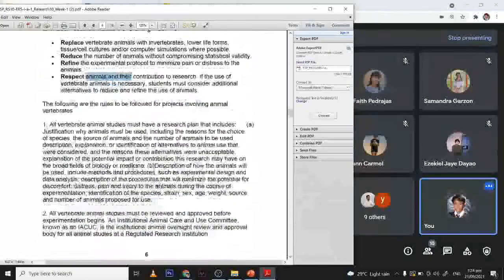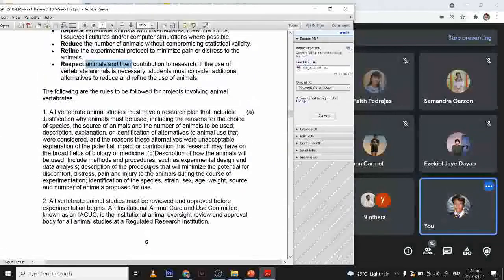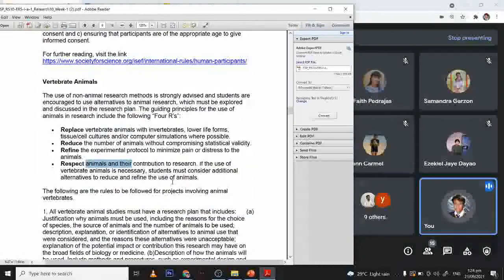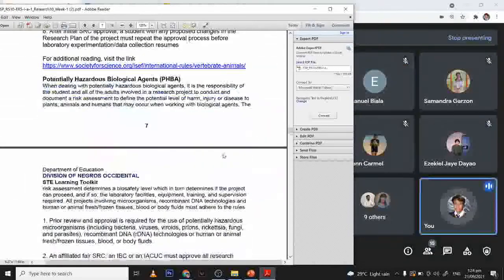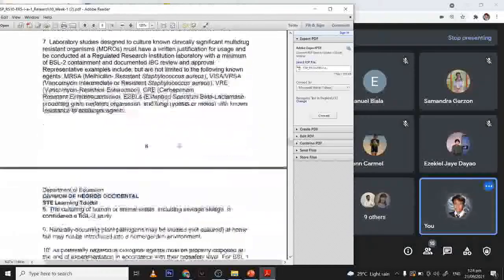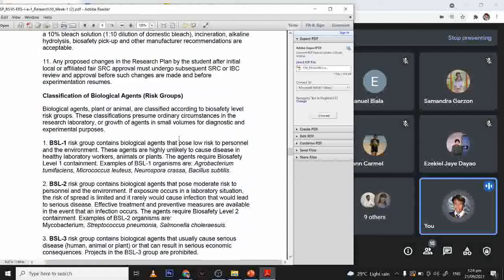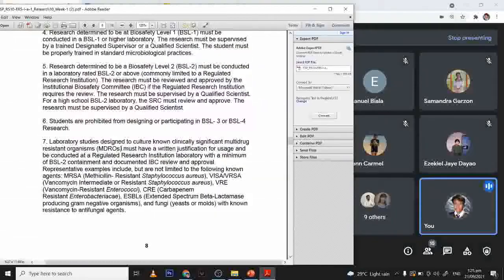Risk group contains biological agents that pose low risk to personnel and the environment. These agents are highly unlikely to cause disease in healthy laboratory workers, animals, or plants. The agents require biosafety level 1 containment. Examples of BSL-1 organisms are Agrobacterium tumefaciens, Micrococcus luteus, Neurospora crassa, and Bacillus subtilis. So they require minimal risk assessment because they are generally less hazardous.